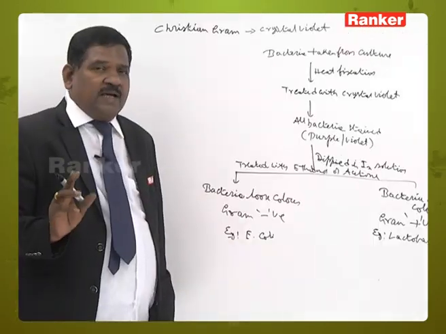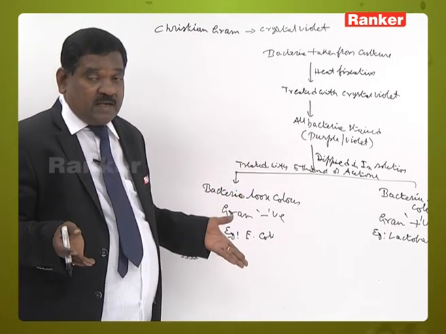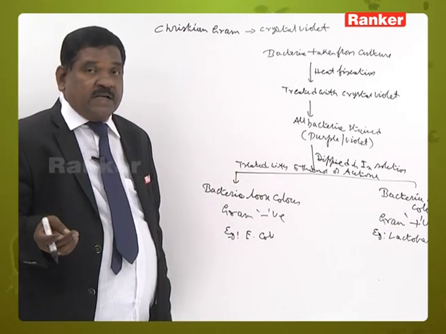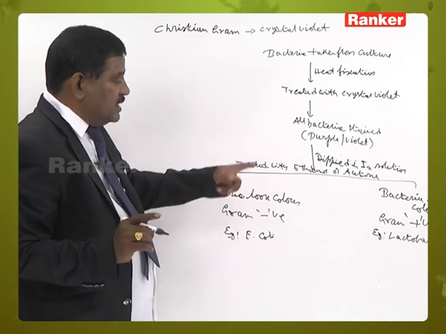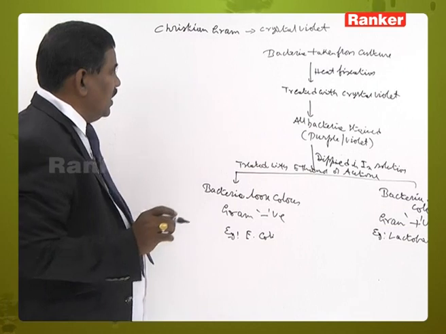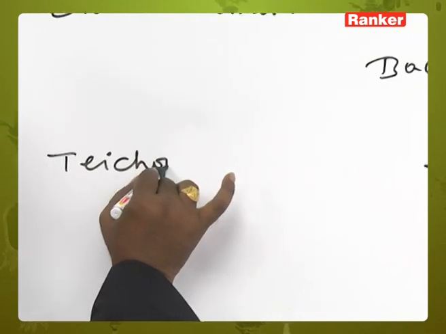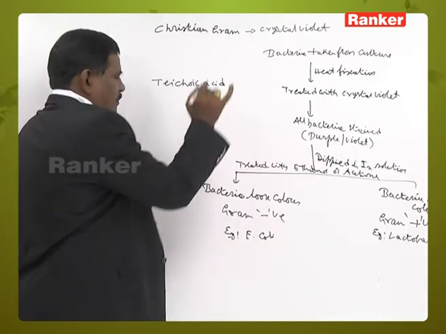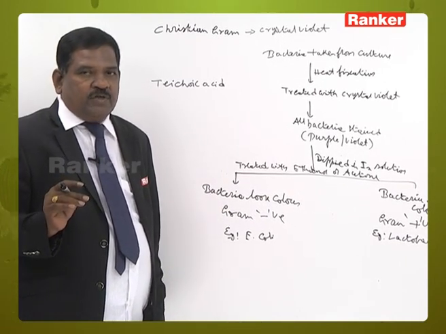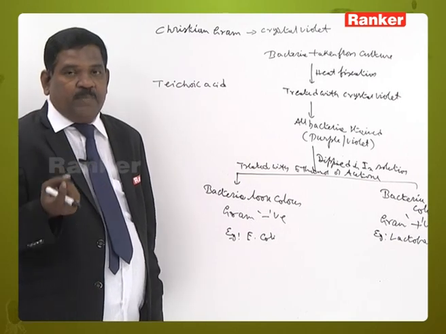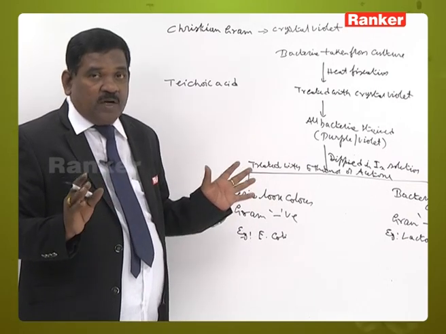A question that arises: why do gram negative bacteria lose color when treated with ethanol or acetone, and why does the gram positive bacterium retain that color? In gram positive bacteria, the cell wall contains teichoic acid. It holds stain particles. Even when treated with ethanol or acetone, they never lose that color.